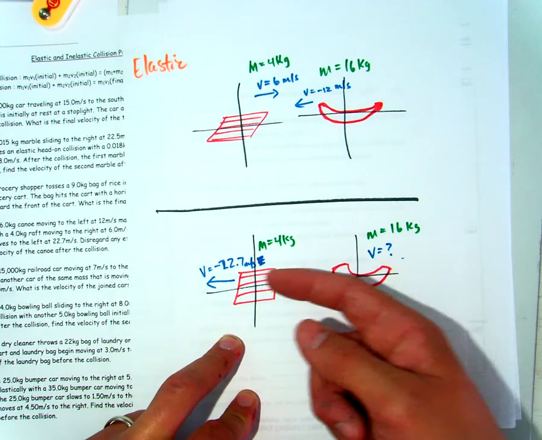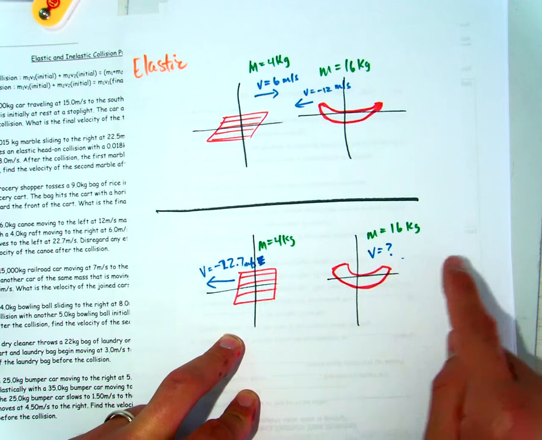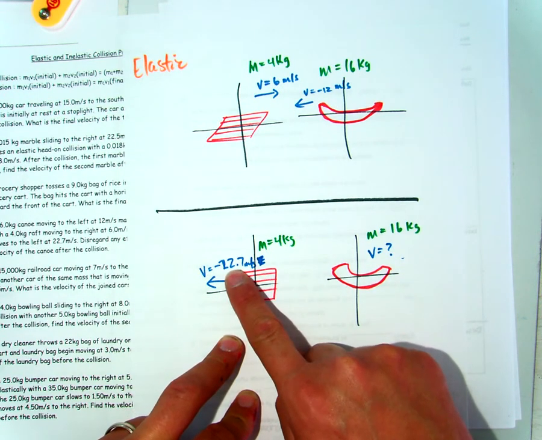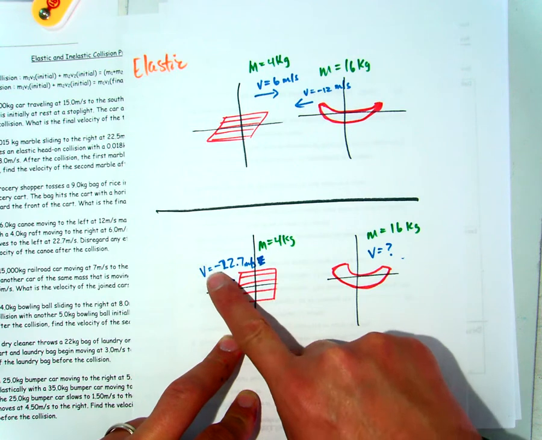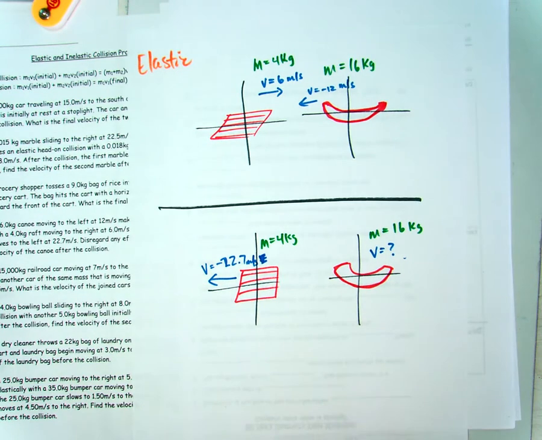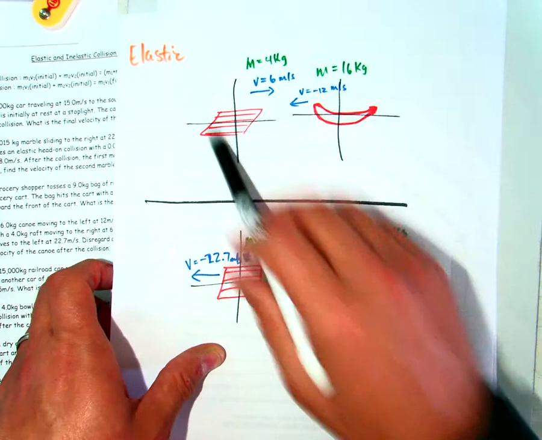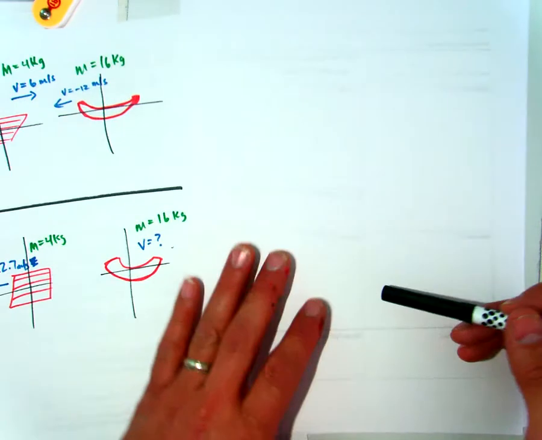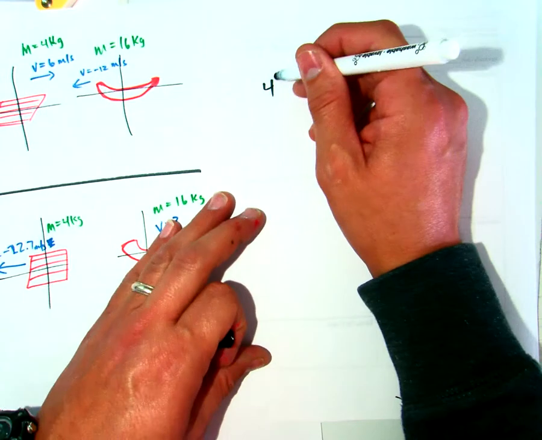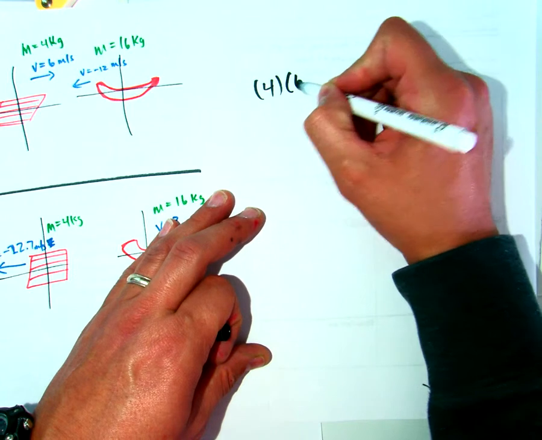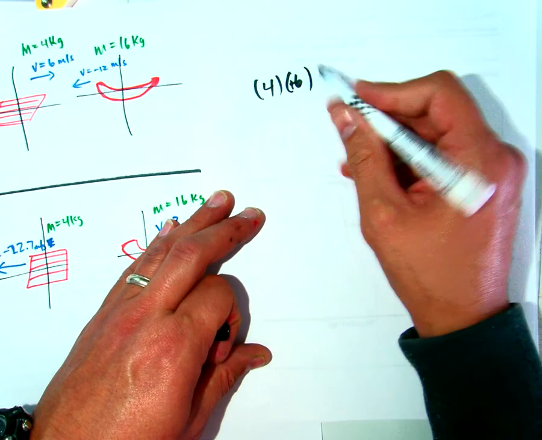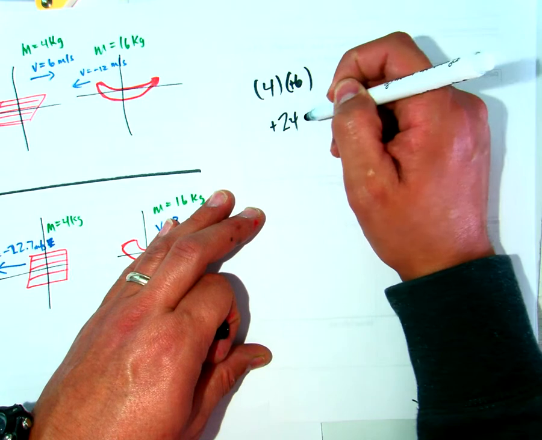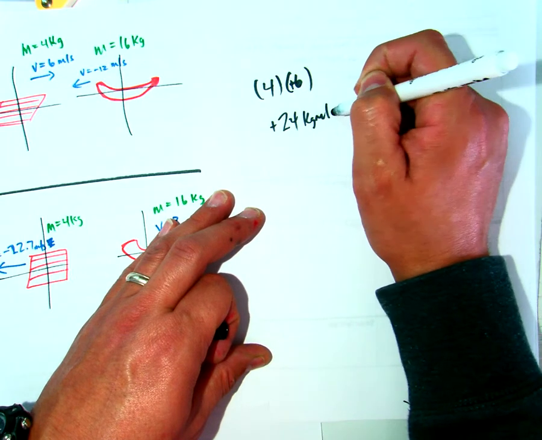We want to know what happens with it. Does it continue to move in this direction, or does it bounce off and go in the opposite direction? It's moving off at a velocity of 22.7 meters per second. I've added the negative to show that that is going to the left. So let's solve for the momentum before and then put that equal to the momentum afterwards. So I'm going to take the 4, multiply it times the 6, that's a positive 6 meters per second. So that gives me 24, that's a positive 24 kilogram meters per second.